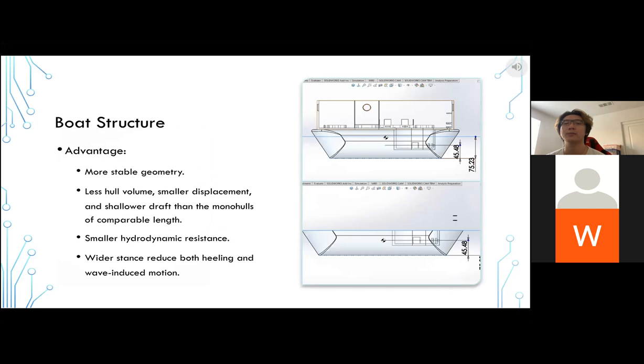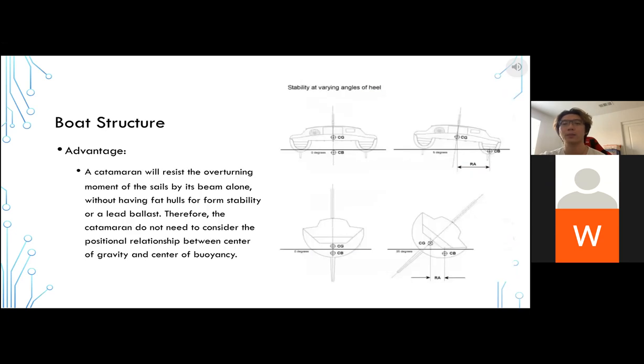A catamaran has several advantages. It has more stable geometry, less hull volume, smaller displacement, and shallower draught than monohulls of comparable length. The catamaran has smaller hydrodynamic resistance. The wider stance of catamarans reduces both heeling and water-induced motion. A catamaran will also resist the overturning moment of the sail by its beam alone, without needing fat hulls for stability or a lead ballast. Therefore, the catamaran does not need to consider the positional relationship between the center of gravity and the center of buoyancy.